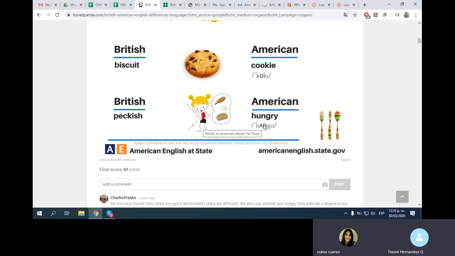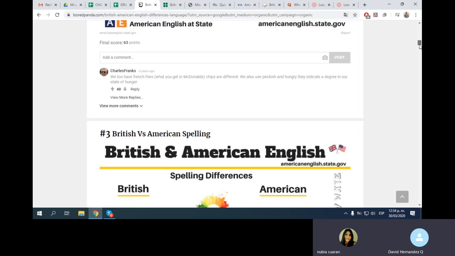Esta que dice acá, la verdad no es tanto. Yo cuando estuve allá vi que la gente dice hungry también en British. Yo creo que este peckish lo utilizan más, es para cuando están mucho más hambrientos que hungry. Ah, ya. Entonces eso en realidad no es muy diferente.